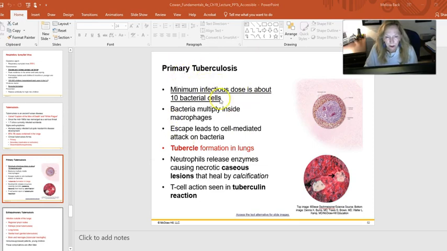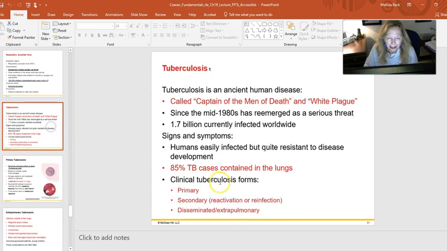So getting back to this primary tuberculosis, tubercles form in the lungs, and these tubercles get walled off by the immune system. And then at a later time, they can actually break through, and there can be, as we said, a secondary type of reactivation or reinfection.